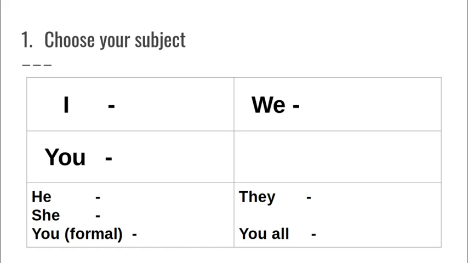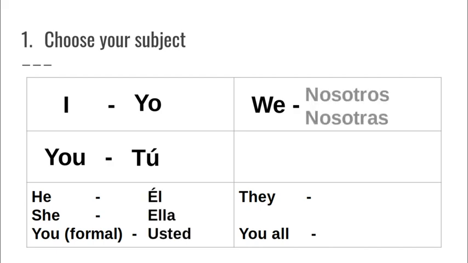We have I, yo, you, tú, he, she, or formal you. Remember, formal is if you're talking to someone that you respect, someone like Barack Obama or Dr. Witherspoon. So, él, ella, usted. And then we have we, nosotros, or nosotras if it's a group of all girls. They, ellos, or ellas if it's a group of all girls. And then you all or y'all or you guys is ustedes.